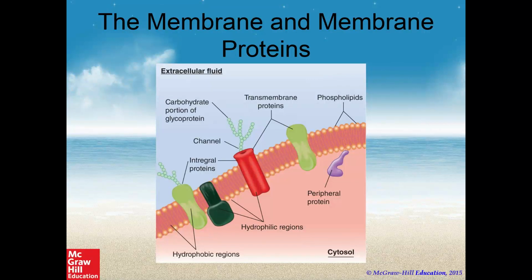Integral proteins are embedded in the membrane. If they go through both the inner and outer membranes, they're called transmembrane proteins. If they're associated with either just the outer layer or just the inner layer and do not embed themselves into the membrane, then they are peripheral proteins.